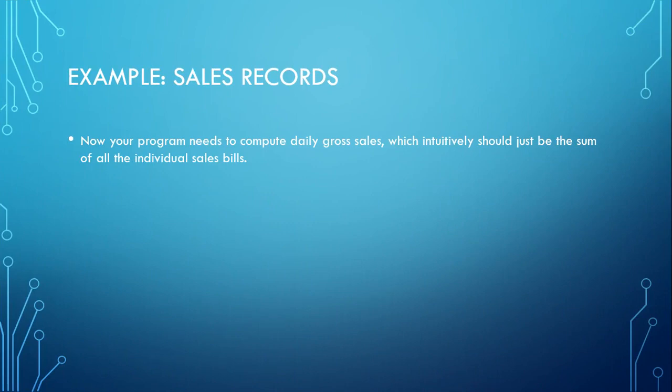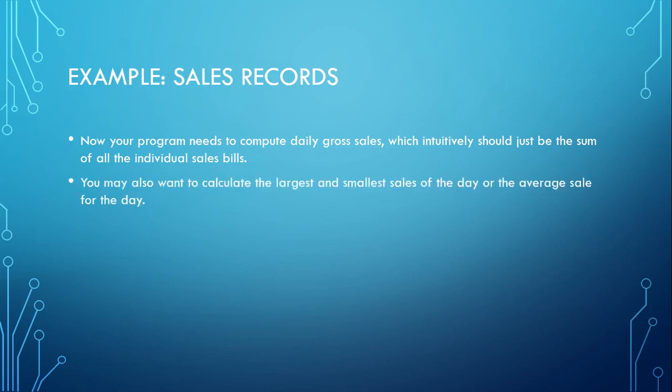Now, your program, obviously in this case, needs to compute daily gross sales, which should intuitively just be the sum of all the individual sales bills. You may also want to calculate the largest and smallest sales of the day, or the average sale of the day. Just some of those data analytical pieces, like, hey, what was the largest thing that you sold? Oh, we sold this thing that was $2,000 versus, hey, I sold a thing that was like 2 cents. In the average sale, you might see where we're averaging out over the course of the day.